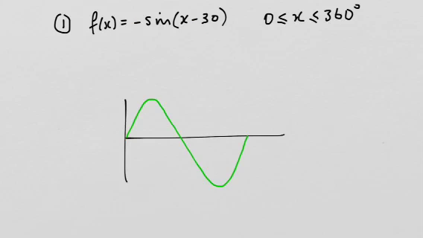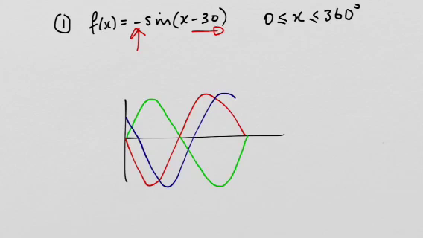The first question: sketch the function negative sine x. Now I've drawn for you here sine x. The negative sign in front just means turn it upside down, so that graph is going to go upside down. And then the minus 30 means move it along 30. So your answer for this question should look something like that. You have to identify all these points.